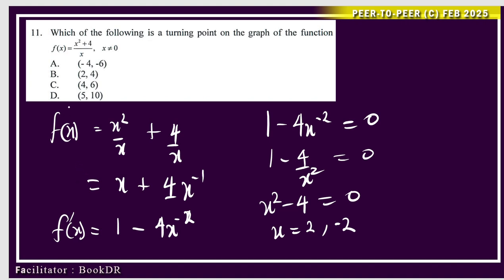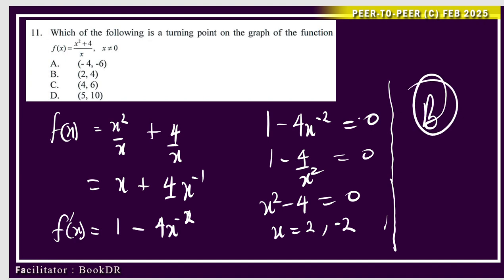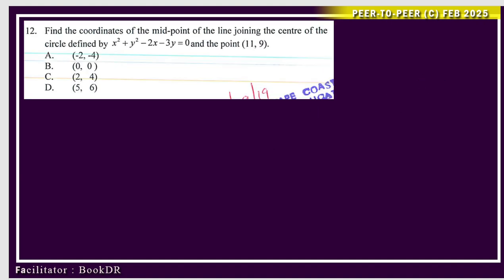So let's look at the x coordinate. The one that has 2 or negative 2. So we rule out all the others. A will be ruled out, C will be ruled out, and D will be ruled out. The only option that has a correct coordinate of x is B. So we'll go for the B. Good. Let's go to this one.